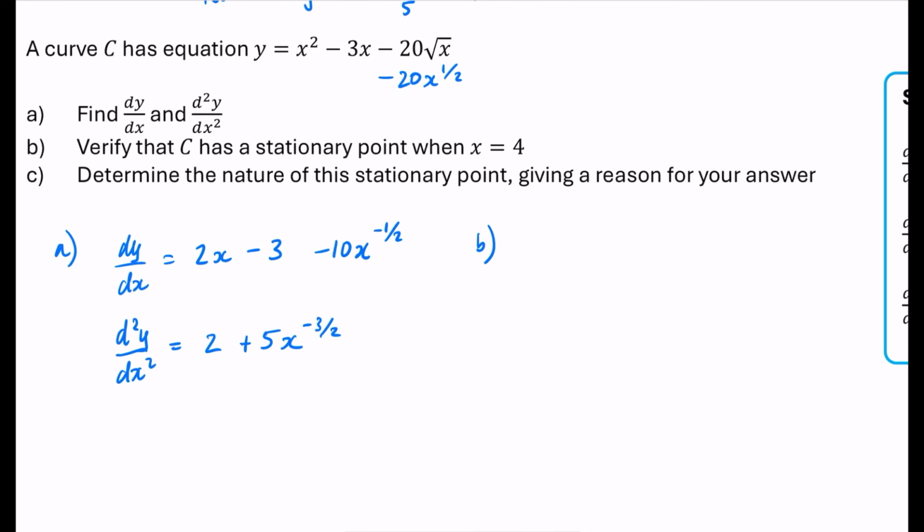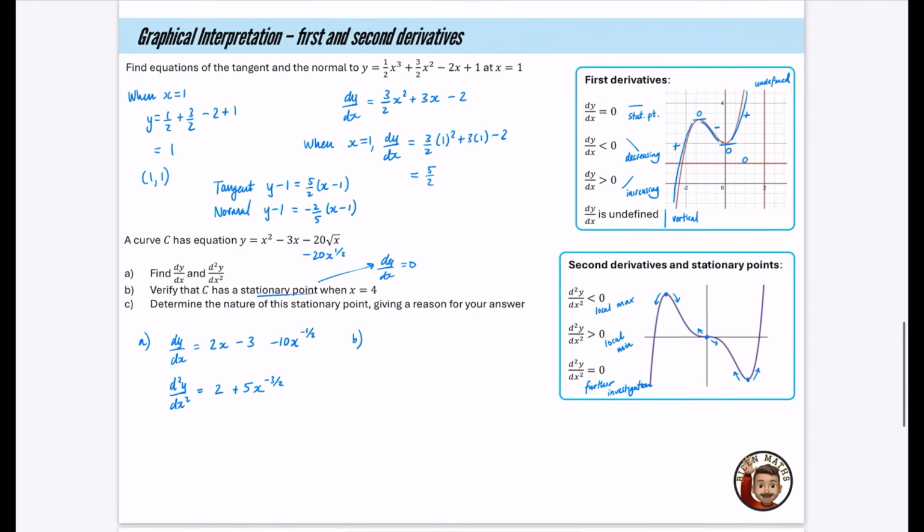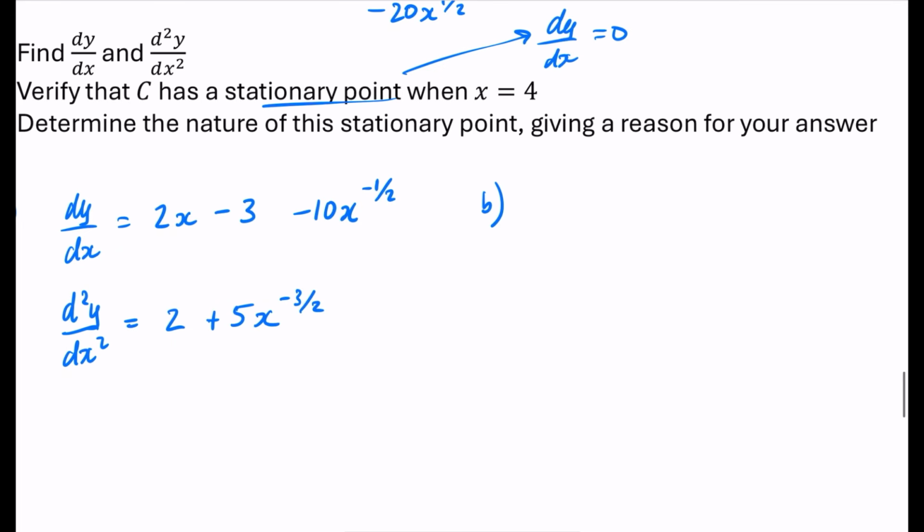It then says for part B, verify that it has a stationary point when x equals 4. So a stationary point means that the gradient is 0, as we talked about up here. These things are referring to the stationary points where the gradient is 0. Now, it doesn't say find it, it just says verify.